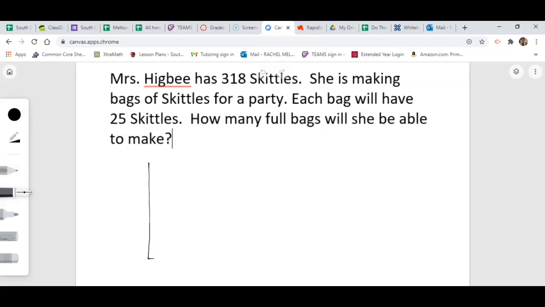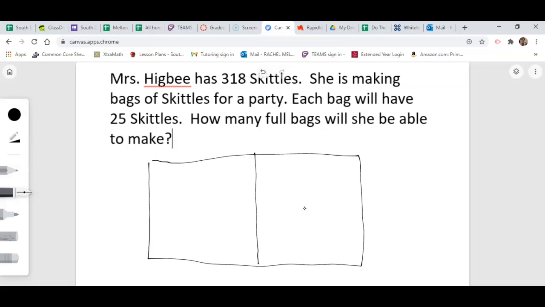Here's another example problem of UPSCheck. For this problem, we're talking about Skittles. And so again, I want to go just sentence by sentence. So looking at the first sentence, all I need from this is 318 Skittles. She is making bags of Skittles for a party. That's good context, but not necessarily something I need to put down here in this box.